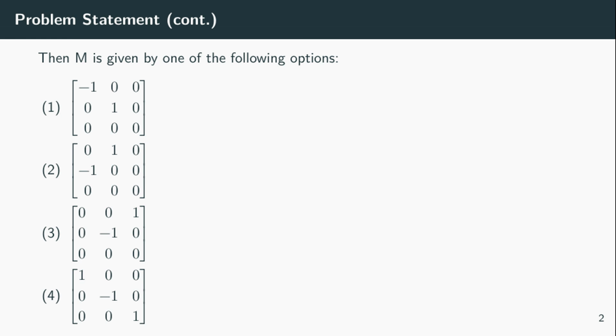Now the problem gives us 4 possible options for what this matrix M could be. We need to figure out which one of these 4 matrices is the correct M. You can see the 4 options listed here. They are all 3 by 3 matrices with specific entries.